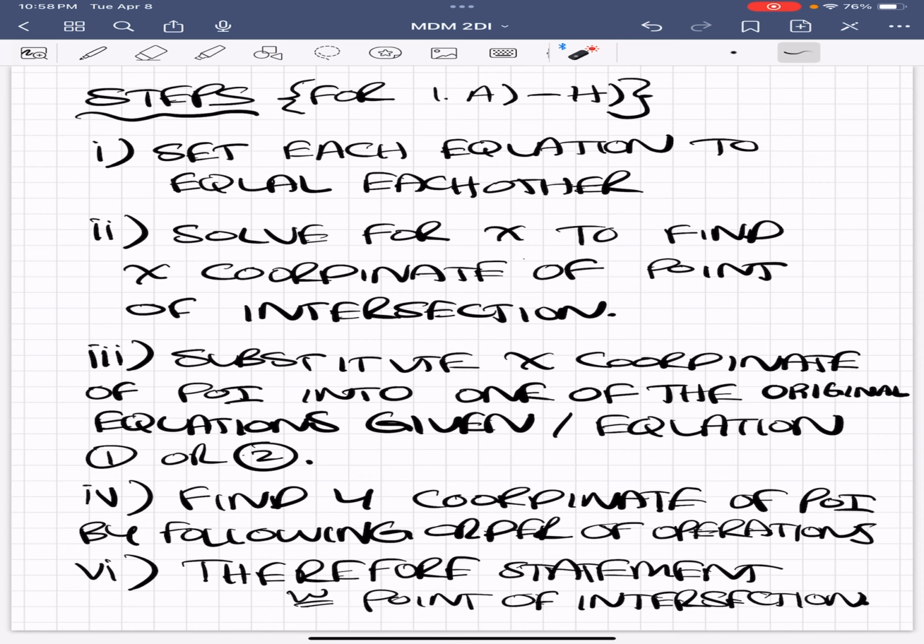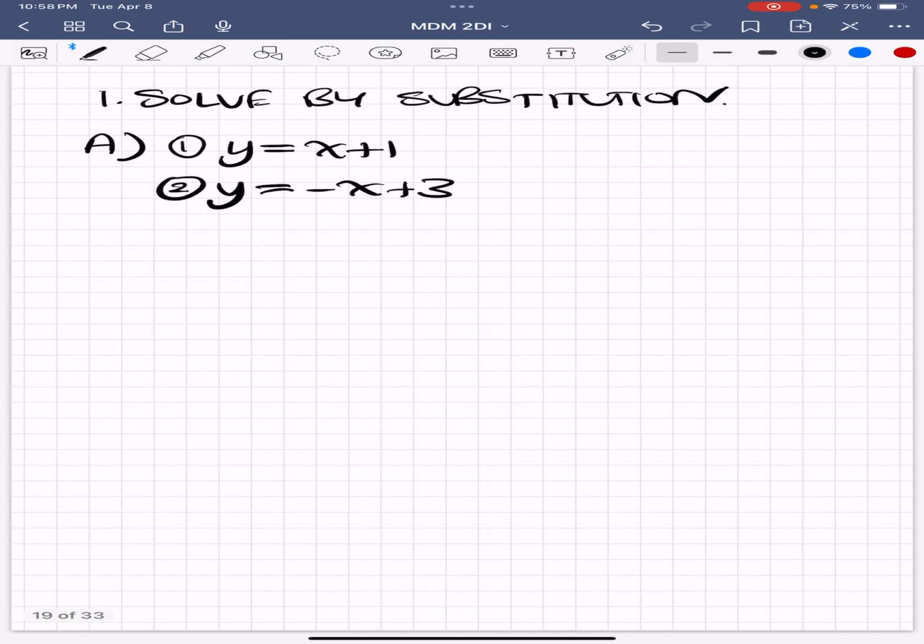with the point of intersection. So the next few questions are going to be a lot easier than if it was in a different form, and we'll get to those later. But moving on, let's begin. As we said before, we're going to set each equation equal to each other.